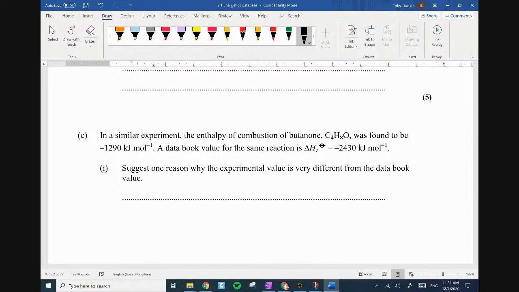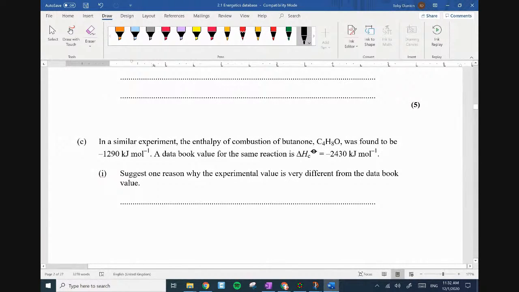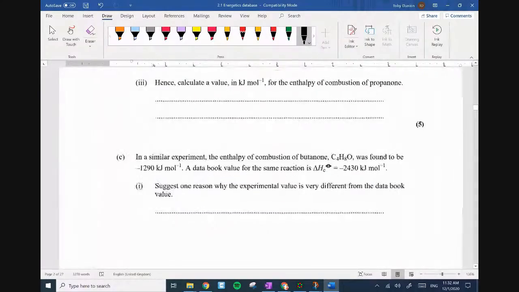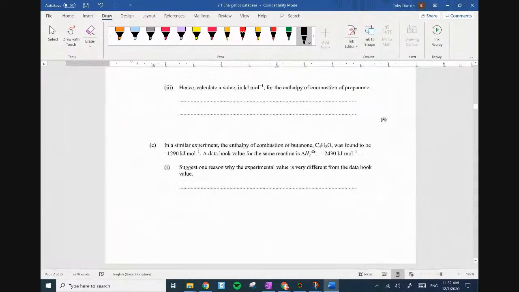Heat loss to the surroundings. With butanone, I'd say incomplete combustion. Top answer. It's a big alkane or big ketone. It's not going to burn completely. Anything above one carbon is not going to burn completely.